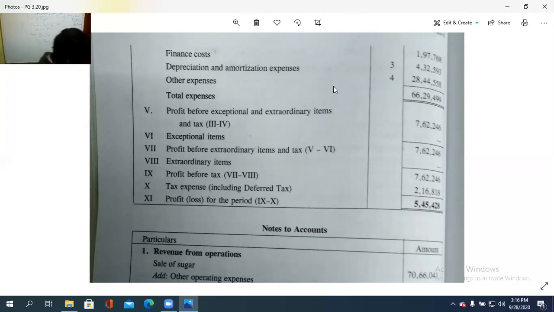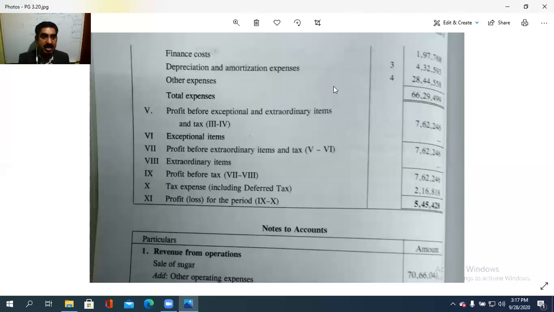So once again, what all do we do? Two problems we did, but you need to know how it is to be done. First thing, revenue from operations. Additional income is there that should be added. So that is the total income. Then from the total income, expenses are to be taken, and take the total of that.